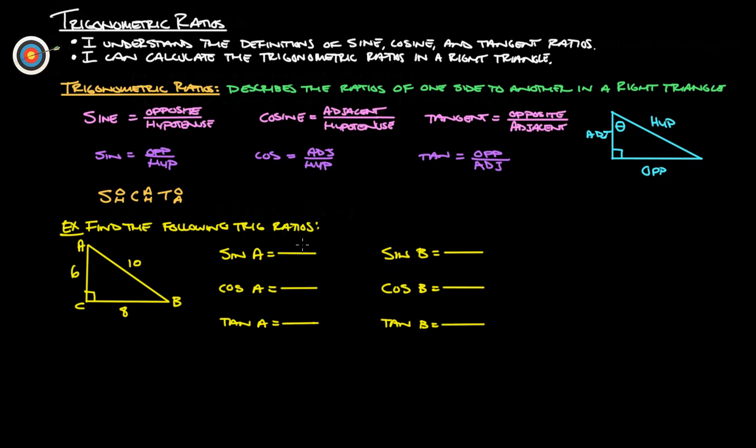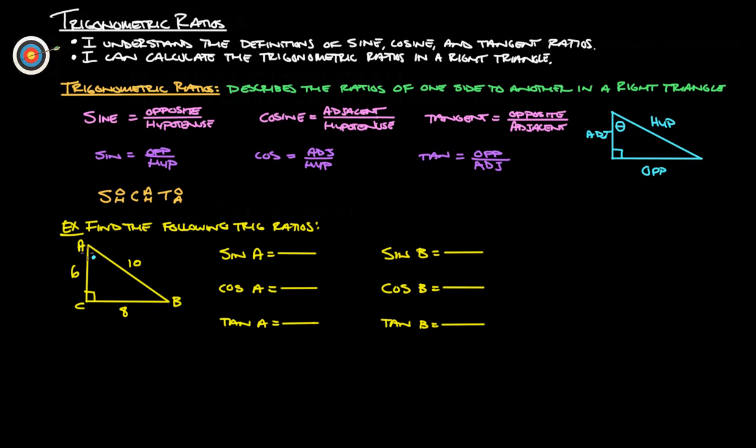Find the following trig ratio. So here's our triangle. And now what it says is find the sine of A. So that means we want to find the sine where angle A is our reference angle. So really our theta is right here.